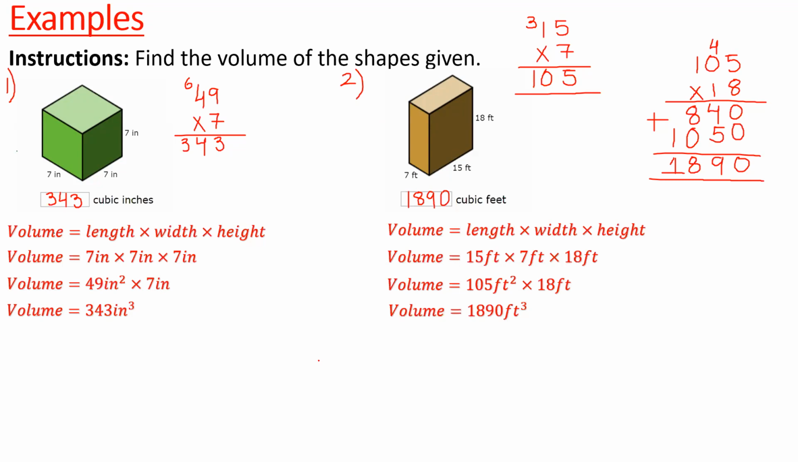Okay, all you gotta do is multiply all of the numbers. So for this one, there are 3 numbers, so it's 7, 7, 7. So you multiply 7 by 7, you get 49. You multiply 49 by 7, you get 343. It's all about multiplying the length times the width times the height. Same thing with this one. You're gonna do 7 times 15, which is 105, and you're gonna multiply it by 18.